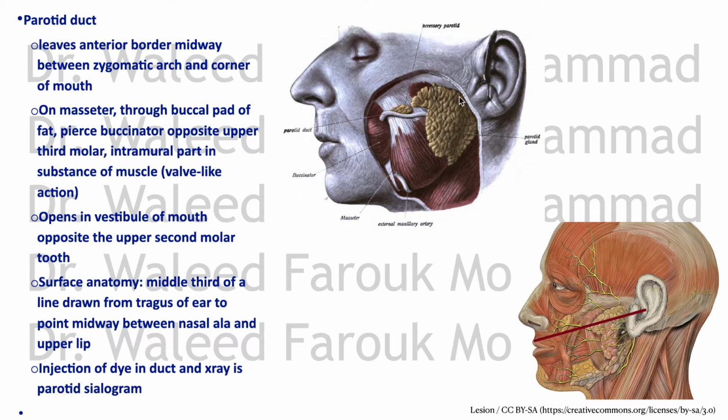Now, if you want the surface anatomy of that, and this is important, draw a line from a point midway between the ala of nose and the angle of mouth here. This is a point. The other point is at the tragus of the ear, this anterior protrusion, tragus. Tragus to a point midway between the angle of mouth and ala. The middle third of this line is the parotid duct. So it's the middle third of a line drawn between the tragus and a point midway between the angle of mouth and the ala of nose. This surface anatomy is very important as well. Please do not forget this.